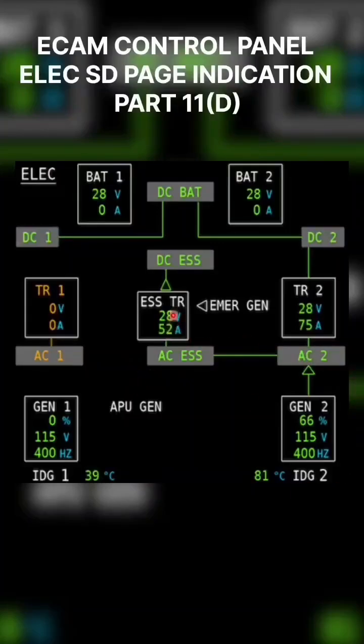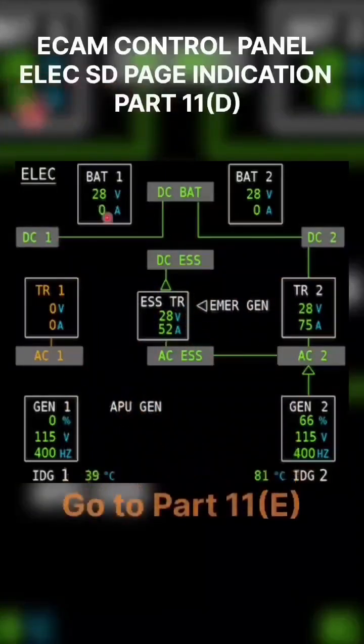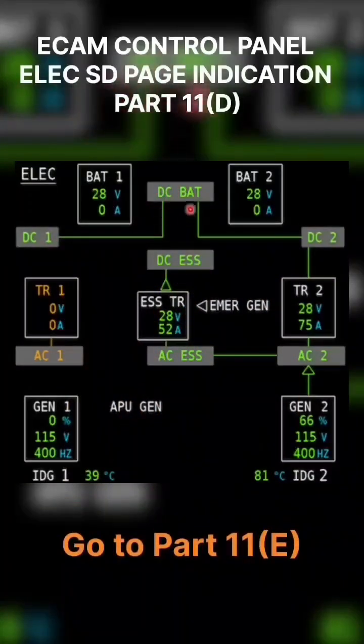via the essential TR. You can see it is supplying the AC essential, but it is getting supply from the essential TR. You can see this green line, and the DC essential bus also is getting supply. DC bus 2 supplies DC bus 1 and the DC BAT bus automatically after 5 seconds. So this is the configuration once AC bus 1 has failed. You can see this indication, this will be the indication.